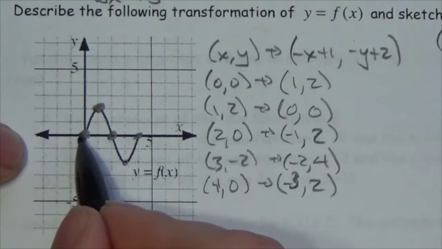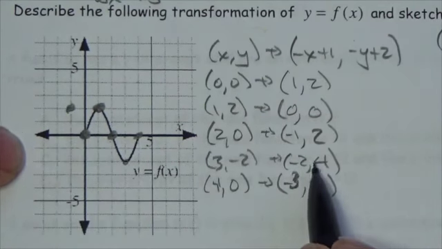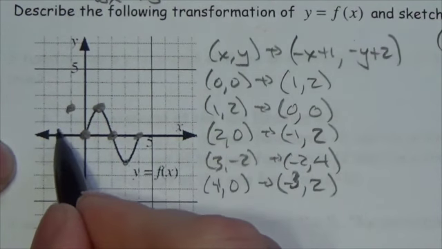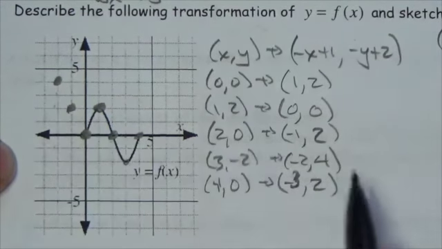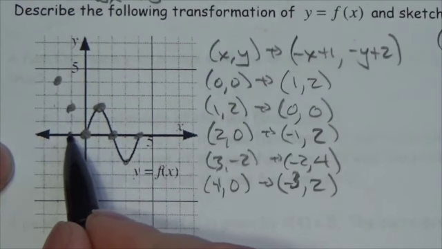Negative 1, 2, so negative 1, 2, negative 2, 4, was it 1, 2, 3, 4, and then negative 3, 2. Negative 3, 1, 2, 3, 1, 2.